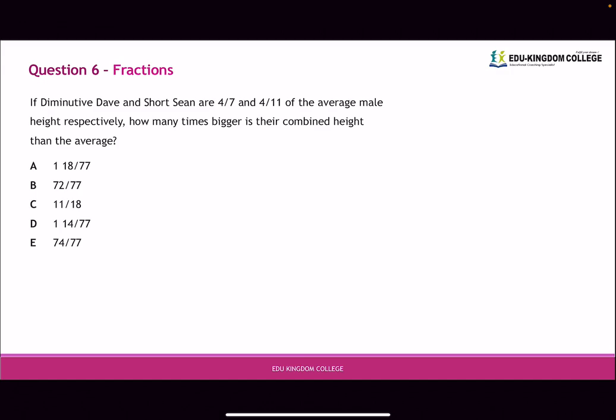Now, question 6, we're looking at fractions. We have 2 nice short people, and they are 4/7 and 4/11 of the average male height, respectively, which just means in that order. So how many times bigger is their combined height? We're just trying to find what proportion of the average male height they are when they're added together.